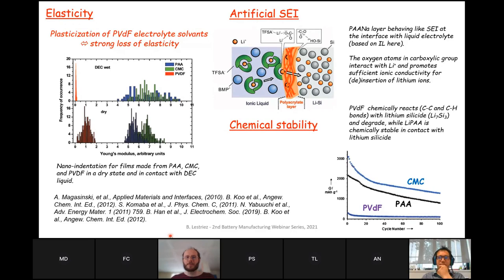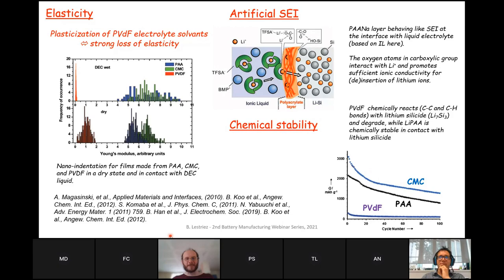It is known also that the polycarboxylic acid binders perform better as an artificial SEI because they can more uniformly coat the surface of silicon, and thanks to the carboxylic and carboxylate groups, these groups afford this binder layer lithium-ion transport properties, which allow them to perform as an artificial SEI. And finally, a recent study has shown that PVDF was chemically degraded when in contact with lithium silicide, which is not the case with lithium polyacrylate, for example, which is the fourth reason for which we usually observe a much better cyclability with polycarboxylic acids compared to PVDF.